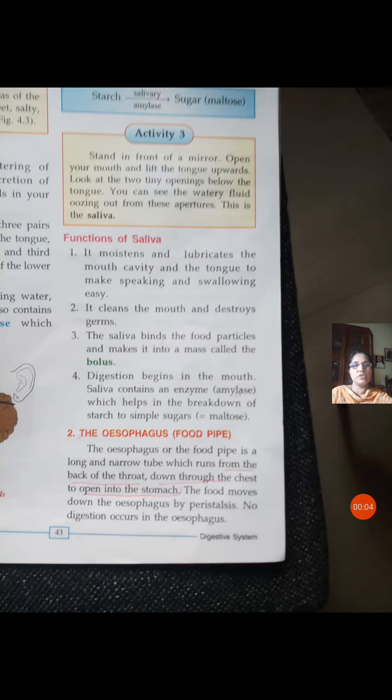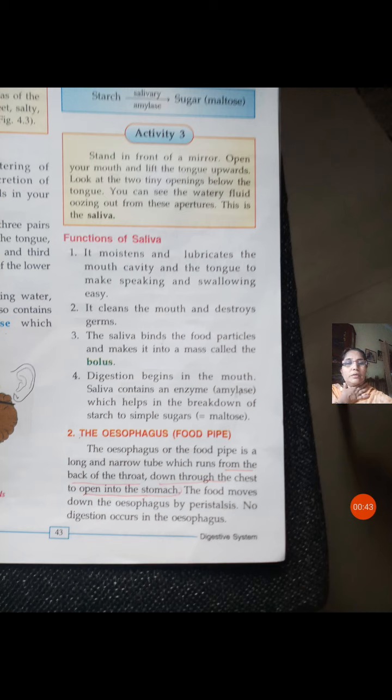Good evening, dear children. We were learning about our digestive system in our last class. Then we learned about the teeth, the saliva, the functions of the saliva, and the enzyme contained in the saliva, salivary amylase. Now let us learn the other parts after the mouth, from the back of the throat.